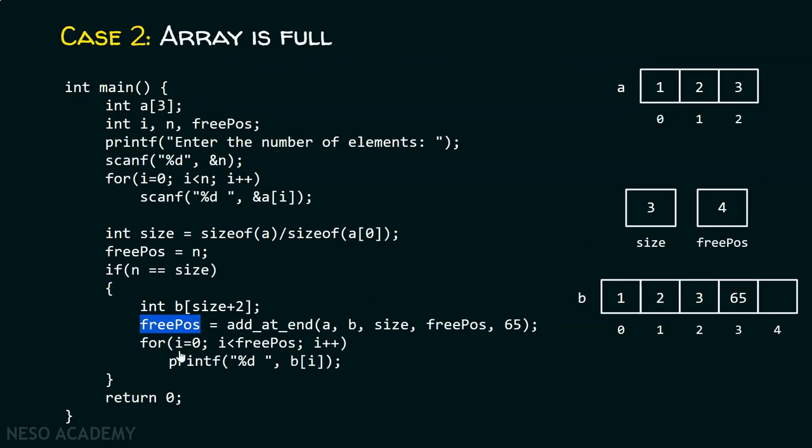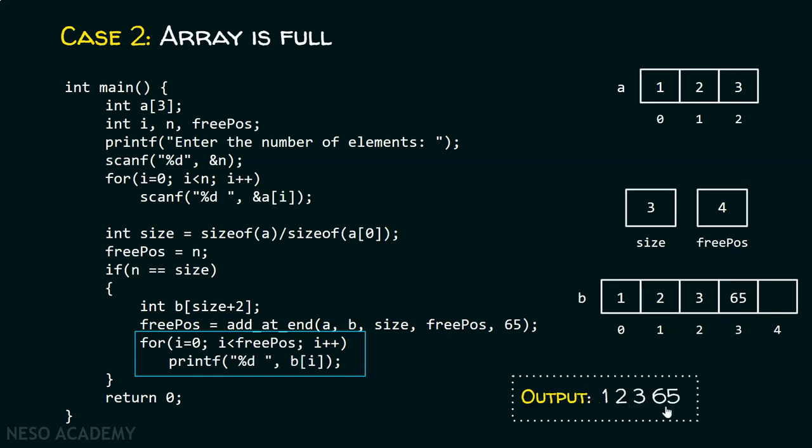After this, we will use this for loop to print all the data on the screen. Here it should be 0 to free pos minus 1. You should remember that you can't use n over here, because if we use n, then we will miss this element. That is why it should be free pos. So the data printed on the screen will be 1, 2, 3 and 65.